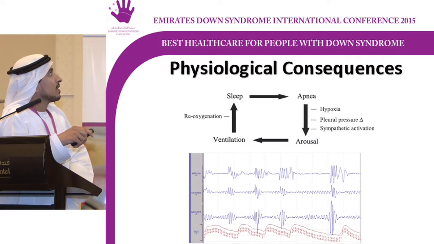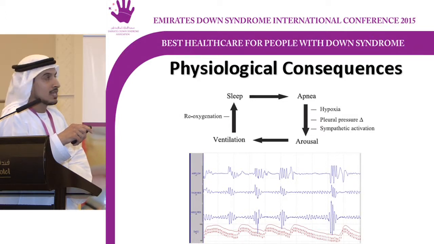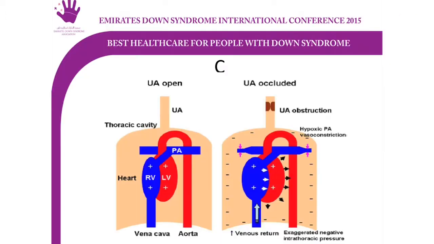So where's the problem here? The problem is the patient has stopped breathing: hypoxia, pleural swing pressure, arousal, ventilation, sleep. This is a cycle that happens multiple times at night.